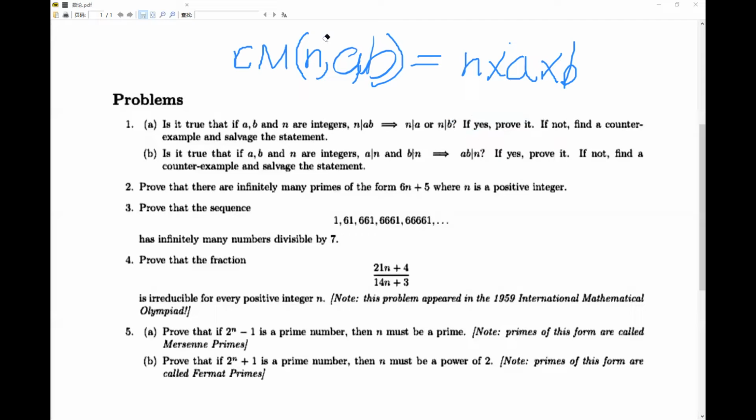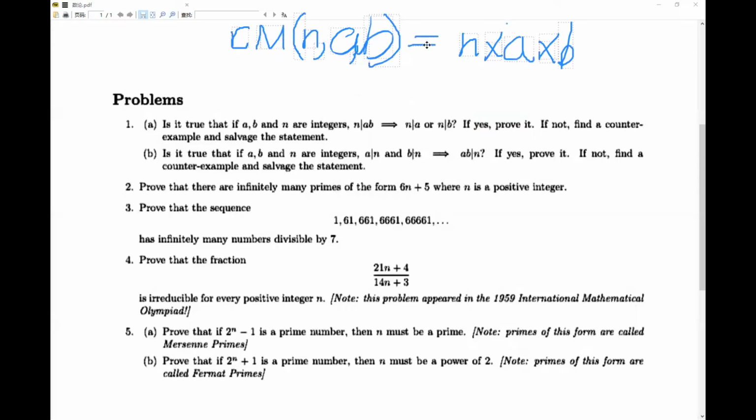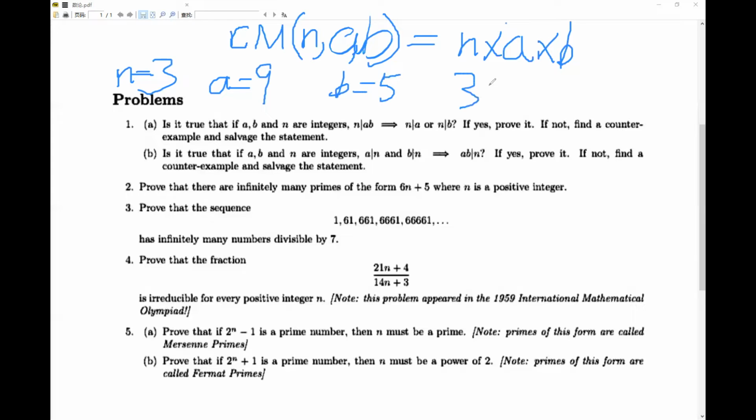Because it contains these numbers, they will not be co-prime and will be divisible, I think. That was just making them not co-prime. Can you explain with a concrete example? For example, n equals 3, a equals 9, and b equals 5. So in this example n is 3, right? 3 is divisible by a and b, 9 times 5.